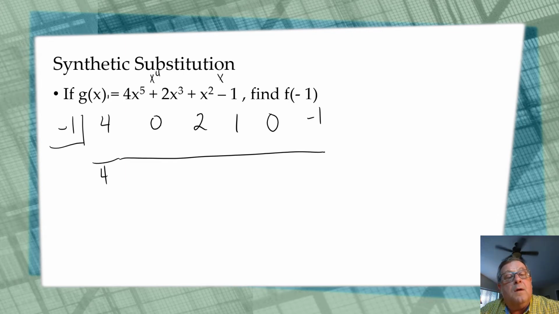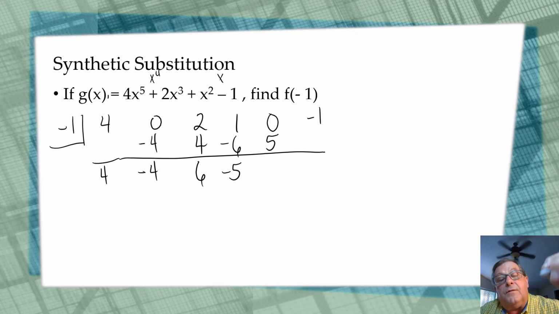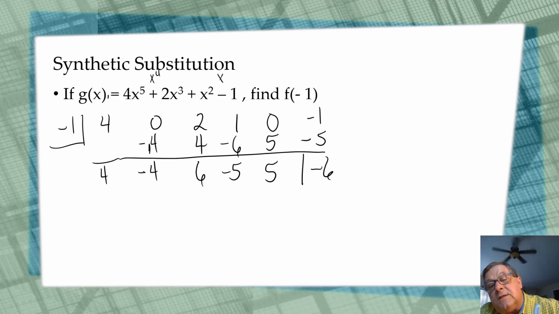Let's bring down the 4. Negative 1 times 4, of course, is negative 4. 0 plus negative 4 is negative 4. Negative 1 times negative 4 is positive 4. Negative 2 plus 4 is 2. Negative 1 times 2 is negative 2. 1 plus negative 2 is negative 1. Negative 1 times negative 1 is 1. Two negatives multiplied together. 0 plus 1 is 1. Negative 1 times positive 1 is negative 1. And negative 1 plus negative 1 is negative 2.